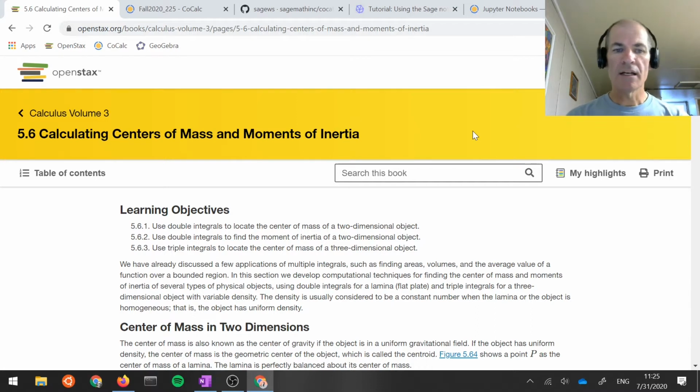If I had to choose one or the other, I lean towards centers of mass. I've actually done research in the mathematics of centers of mass. It's very closely related to some of the work that I do. So that's that. Big objectives here are to be able to compute centers of mass of two and three-dimensional objects, and that's essentially it. Largely a computational section, just like the others, and really an opportunity to bring to bear all that you've learned about constructing two and three-dimensional integrals.